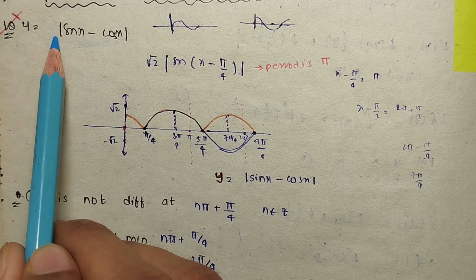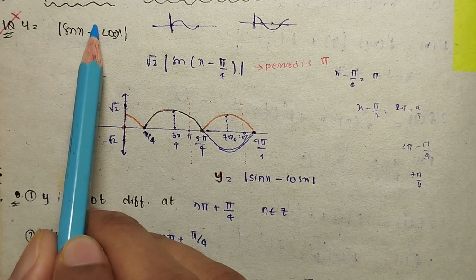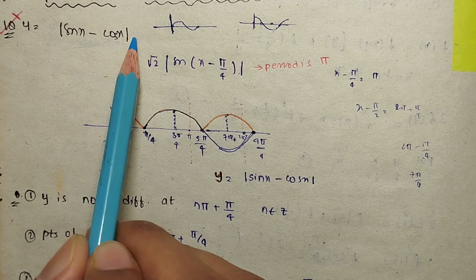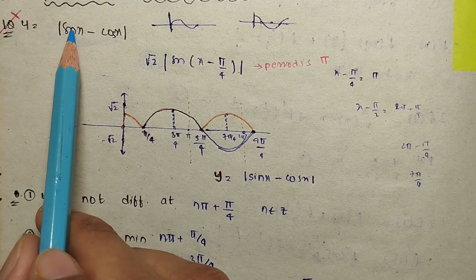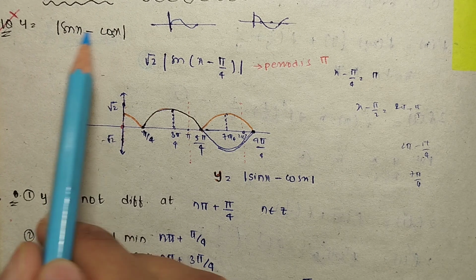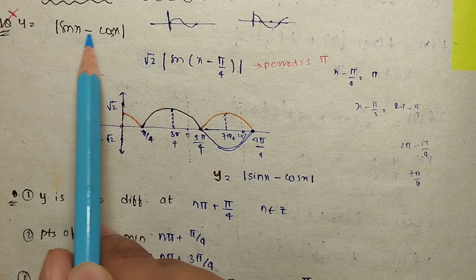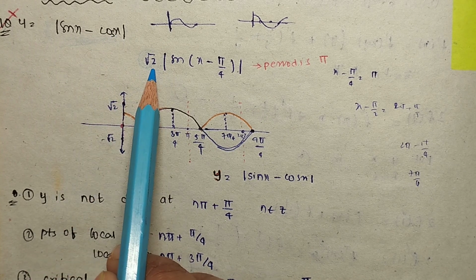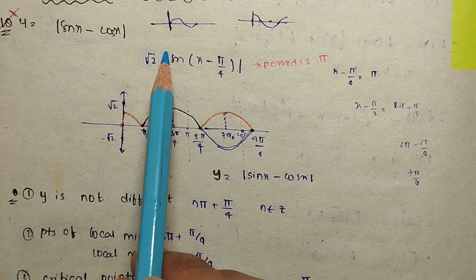If I multiply and divide it by 1 by root 2, so what happens is 1 by root 2 sin x minus 1 by root 2 cos x, whole times root 2. So that root 2 is this one, and 1 by root 2 I can take as cos pi by 4 here and sin pi by 4 here. So that would be sine of a minus b. So root 2 sin of x minus pi by 4, I can simplify it like this.